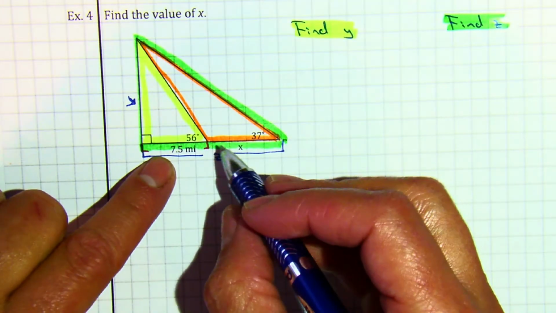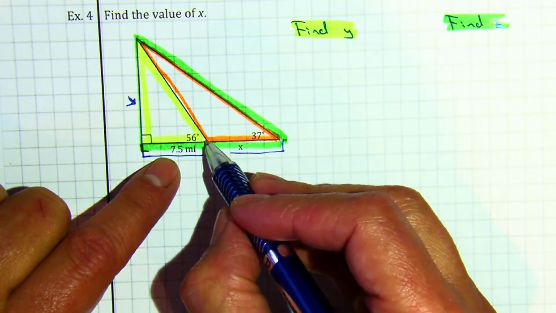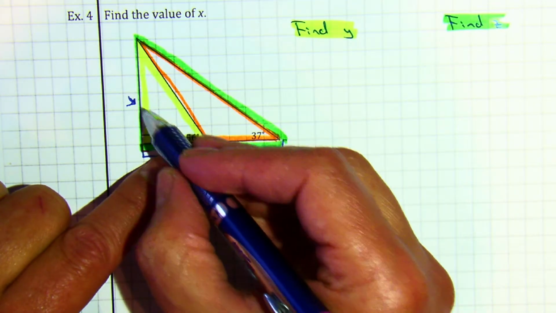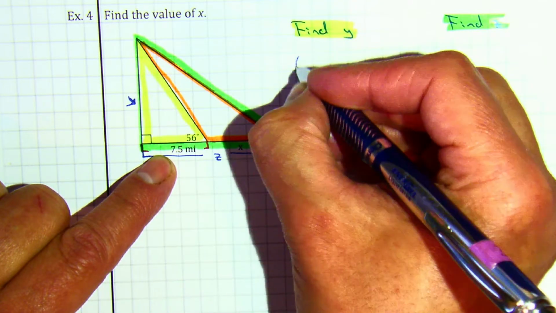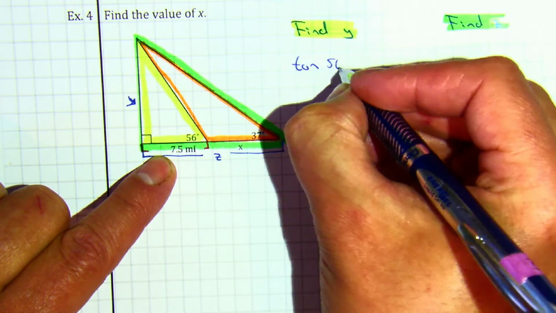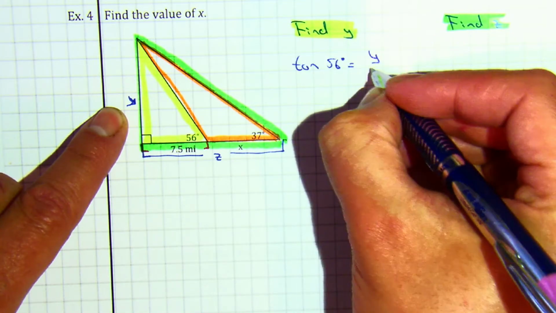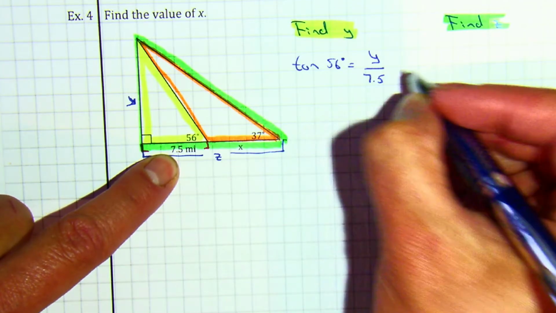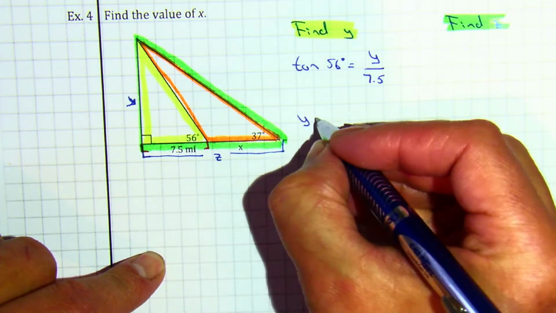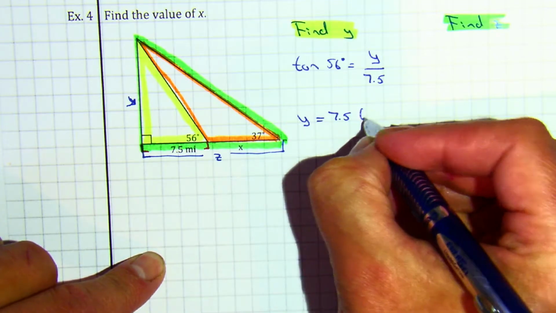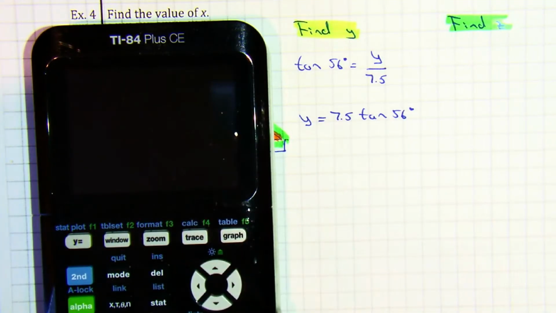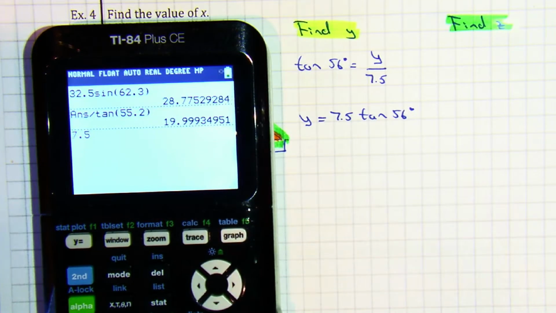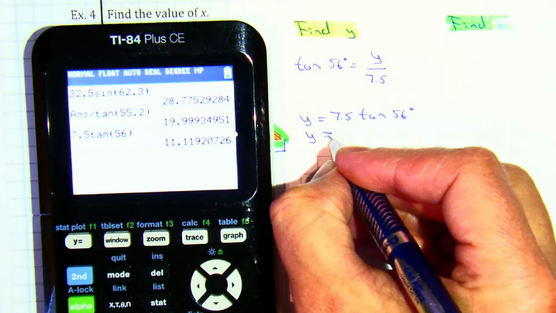So therefore, to find y, I'm standing here. So that is my opposite and that is my adjacent. So I need to use sine, cosine, or tangent. Tangent. So the tangent of 56 degrees is equal to the opposite over your adjacent, which is 7.5. So therefore y is equal to 7.5 tangent of 56 degrees. So therefore y is approximately 11.12.